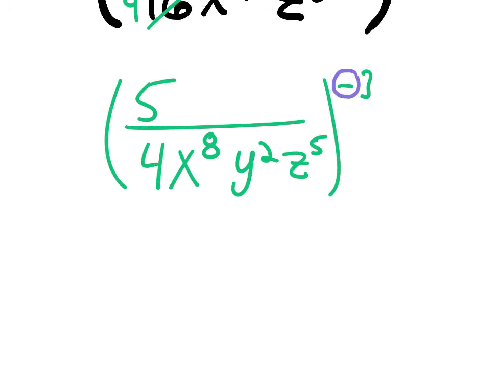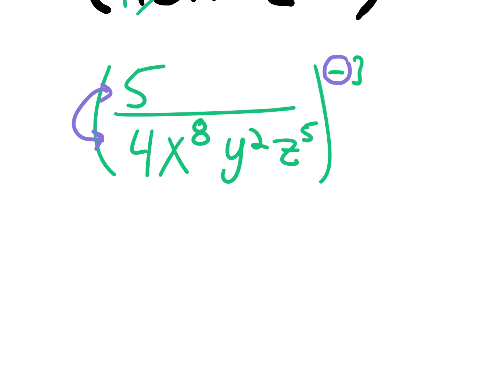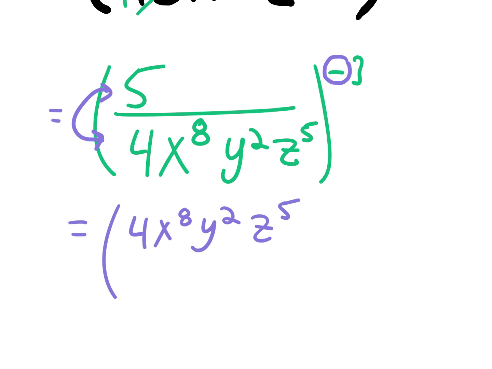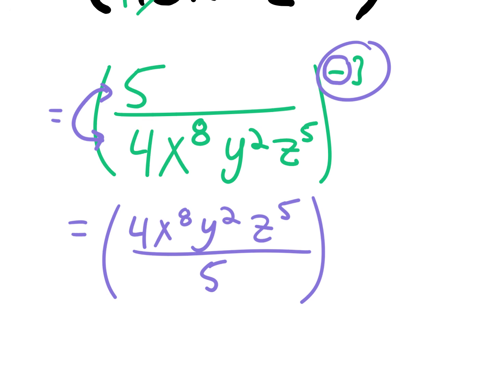Okay, another thing that some people do is if you don't like the negative exponent right here, what you can choose to do is make it positive by switching the top and the bottom. And then that's going to make your exponent positive. So equals, I'm going to say that this is 4x to the positive 8, y to the positive 2, and z to the positive 5 over 5. Because I did that, this is now what in the exponent? Positive 3, right? Are you okay with that so far?